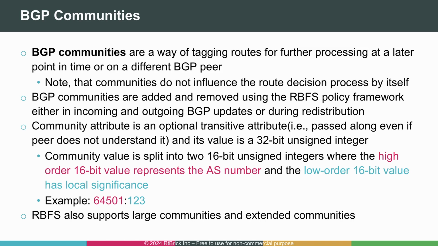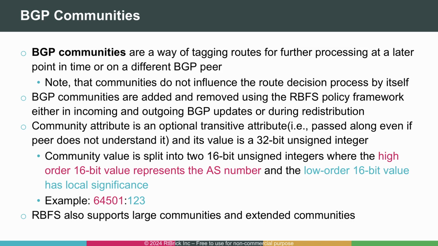These tags are passed along with the route and help simplify policy management by marking routes for future processing, either within the same AS or by external BGP peers. When autonomous systems agree on what these communities mean, they can even coordinate routing behavior between networks. BGP communities are added and removed from routes using routing policies. They can be applied in both import and export policies and can also be assigned during route redistribution into BGP. Communities are optional transitive attributes, meaning they are propagated across BGP speakers even if some routers don't understand their meaning.